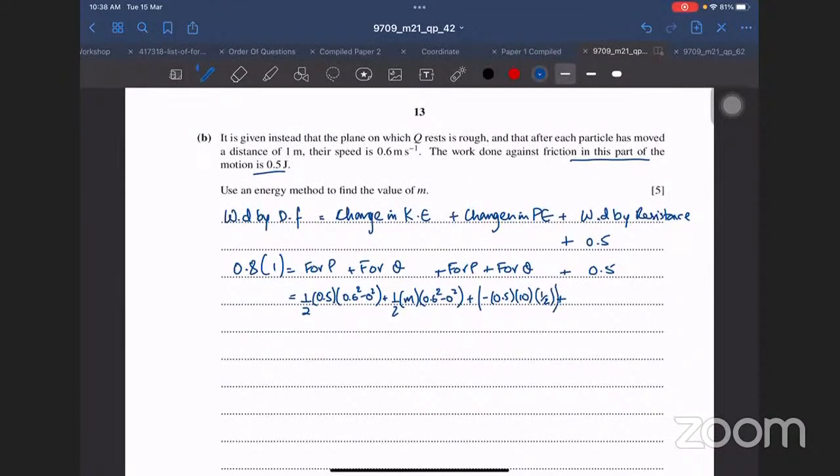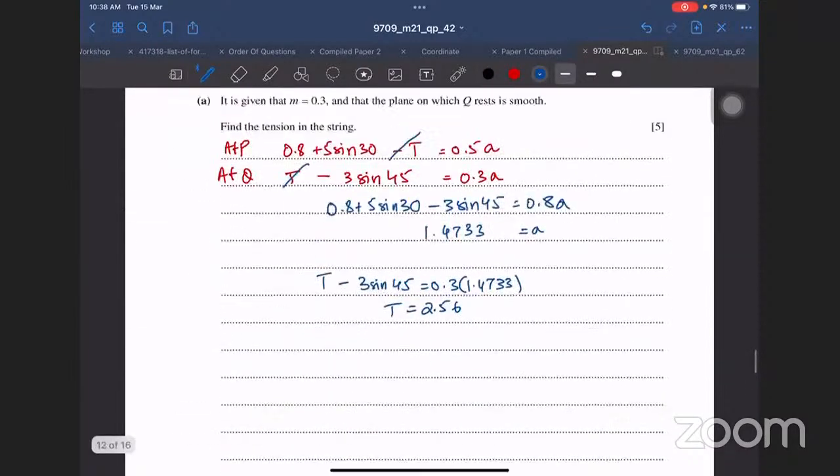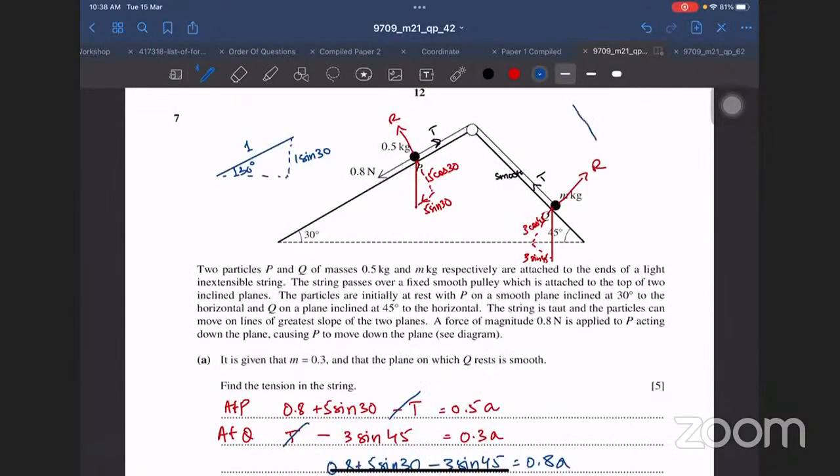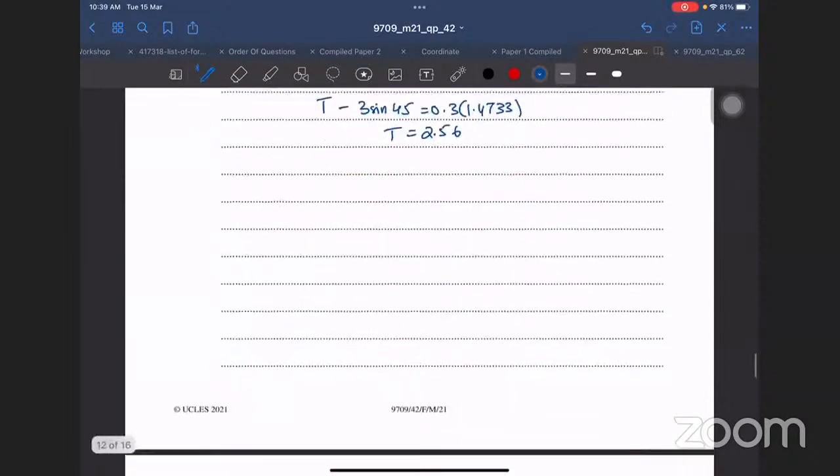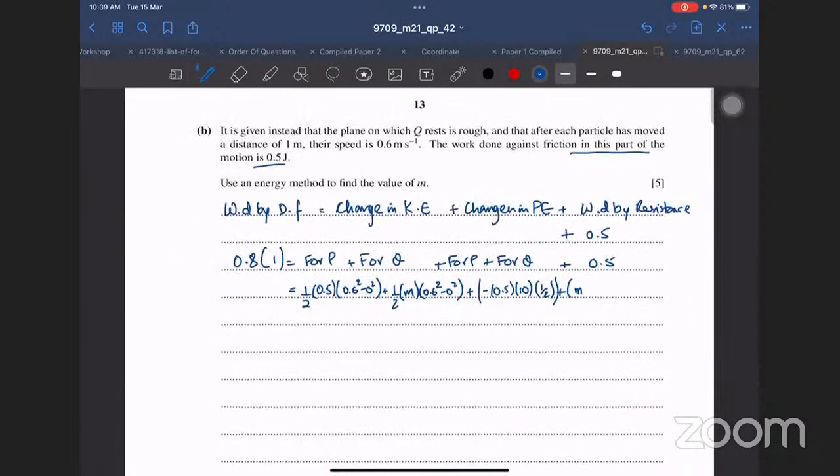For Q, I have m, it's gaining height. And since the slope is at 45 degrees, 1 sine 45 gives me root 2 over 2. So mgh, plus 0.5. And this is 0.8.